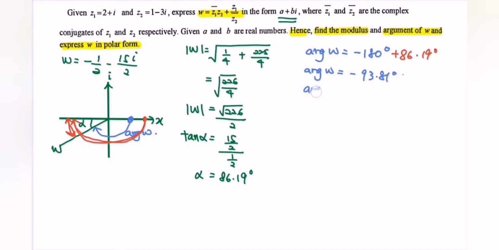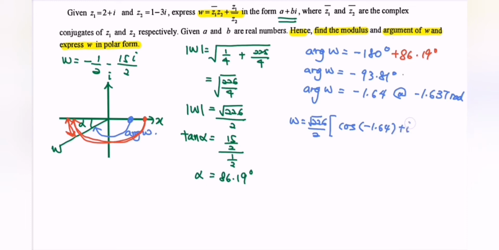In the form of radians, it will be negative 1.64, or we can say 1.637 radians. Finally, expressed in polar form, we will have w equals r, which is square root of 226 over 2, bracket, cos negative 1.64 plus i sine, bracket, negative 1.64.